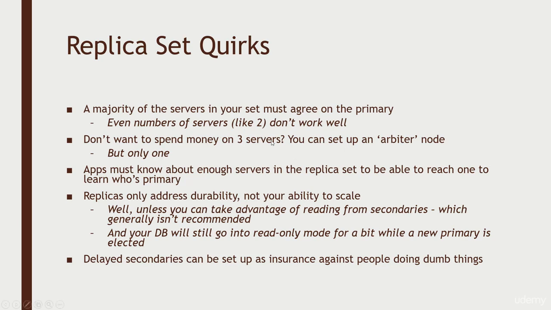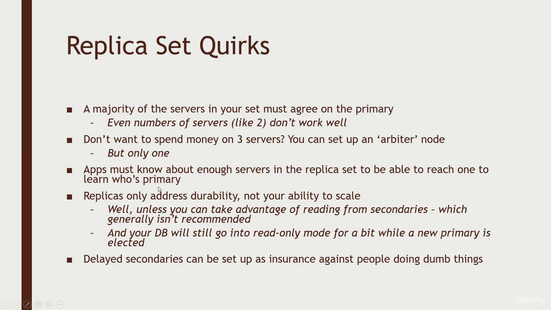So to get around that limitation, they have something called an arbiter node that you can set up in the place of a secondary node, where its only job is to vote on who the primary should be in the event of a failure. So that's an option, but you can only have one arbiter node in your cluster. So I don't know, it's a little bit weird.